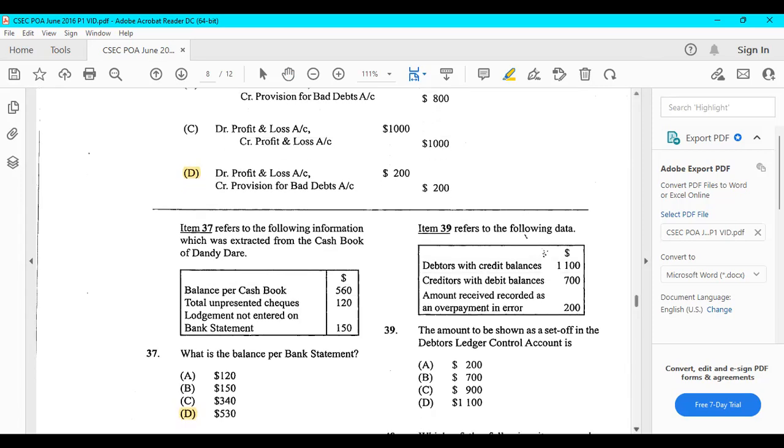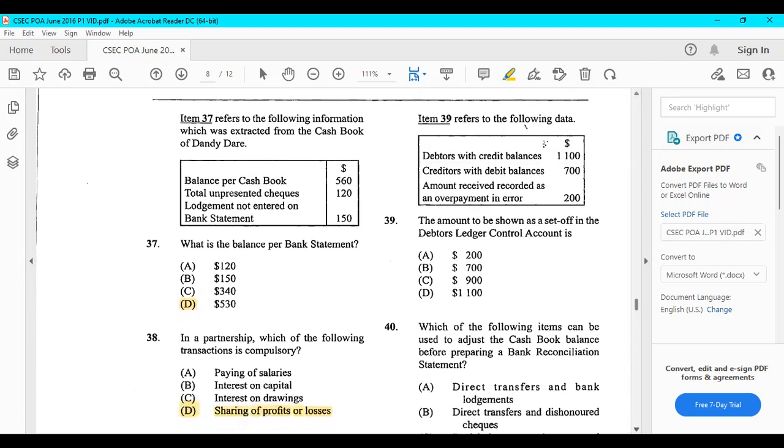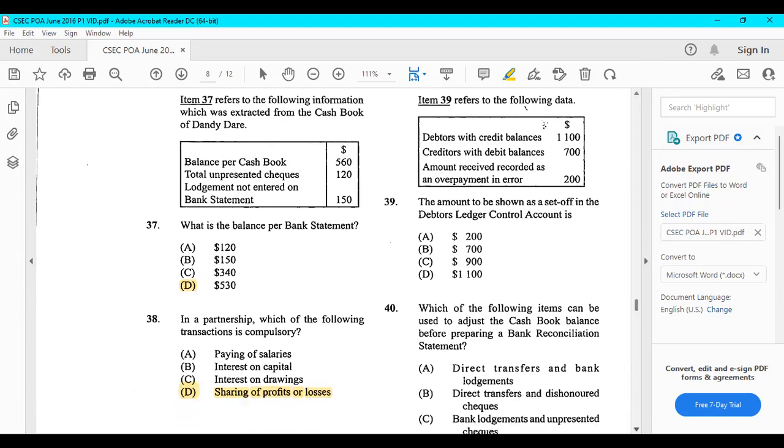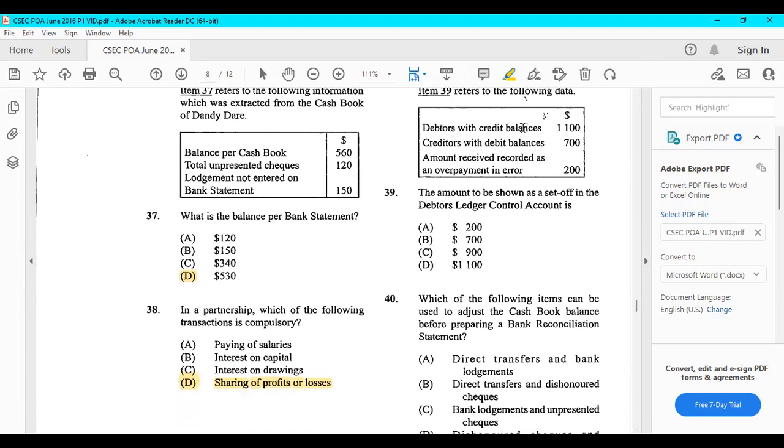All right. The amount to be shown as a set off in the debtors ledger control account is, all right. So debtors with credit balances, we know that debtors naturally carry a debit balance because they're assets to us. But it is possible to have debtors on the credit side as a credit balance. It would simply mean that we instead owe our debtors, right? Maybe there was some overpayment on the account, or maybe after the debtors paid, they ended up returning some goods and we end up owing them something. But the point is, when debtors present a credit balance, it means that we owe them instead.